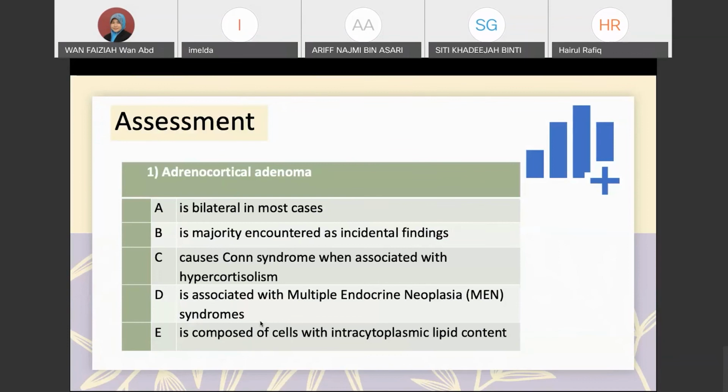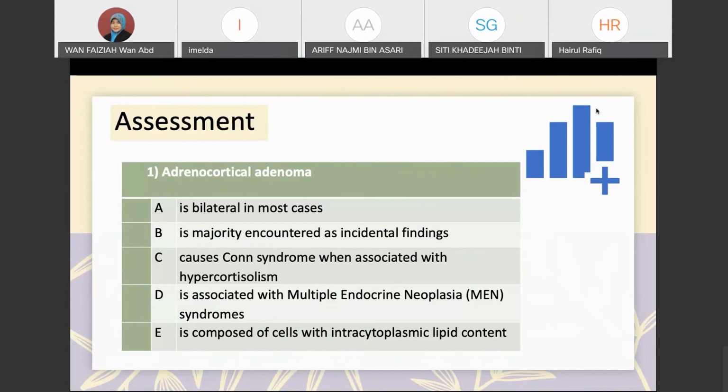Before that, we try to answer these questions. Okay, just one, I'm already tired. Adrenocortical adenoma is bilateral in most cases. False. Yeah, false. Why? Because it is unilateral. It is not bilateral. What is often bilateral is not adenoma, but hyperplasia. Hyperplasia is bilateral because ACTH will stimulate both sides.